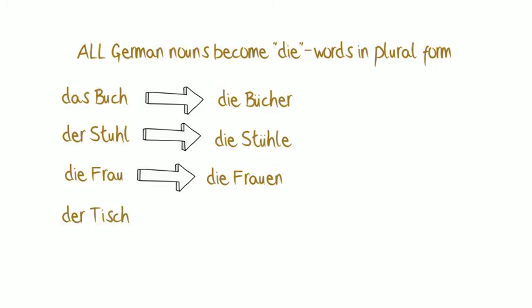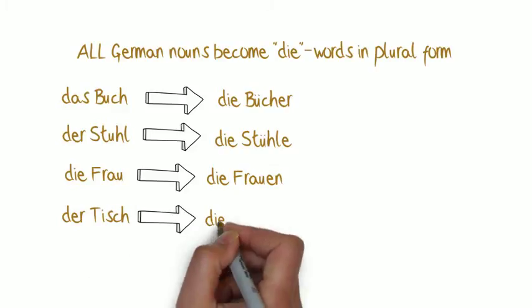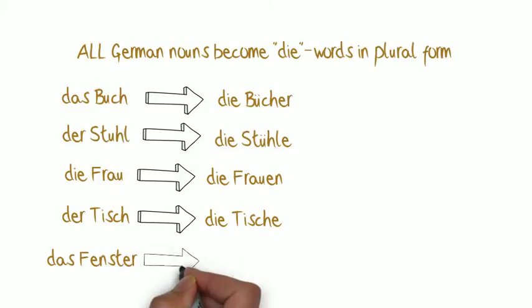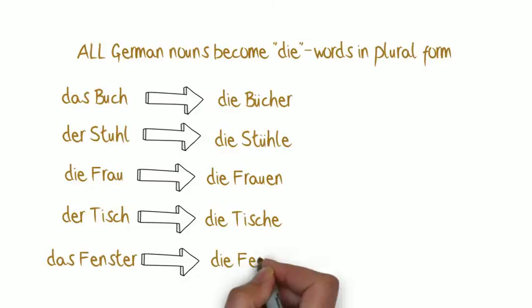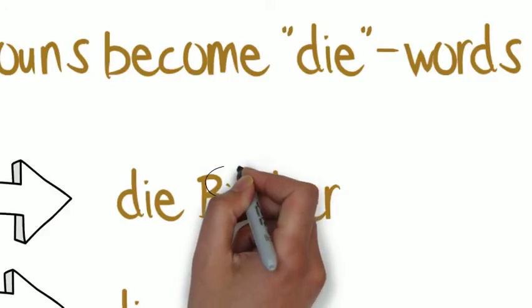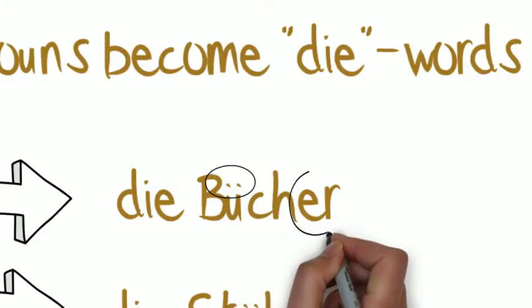Der Tisch, again a masculine one, would become die Tische. And another neuter noun, das Fenster, would become die Fenster. Notice what has happened to these nouns to become plural forms. Besides changing the article to die, Buch has added an umlaut on the U and an ER at the end of Buch to become Bücher.